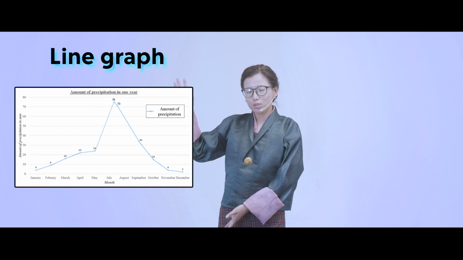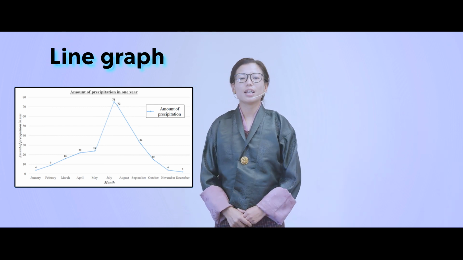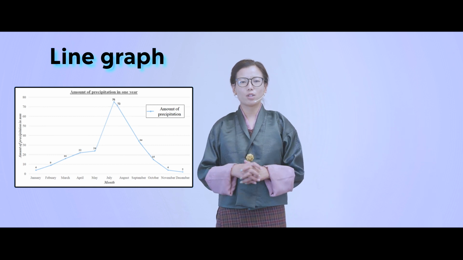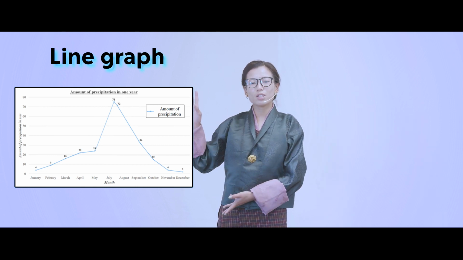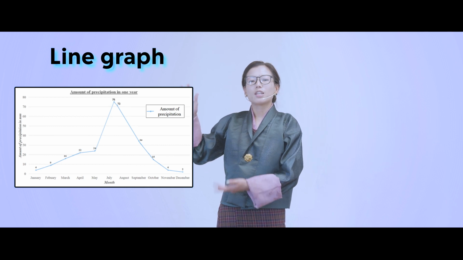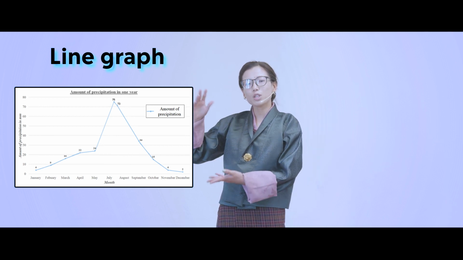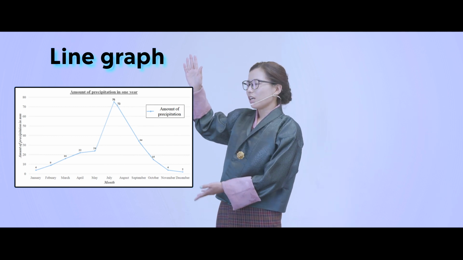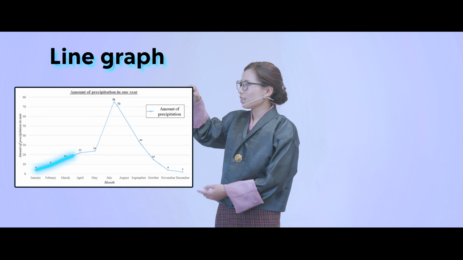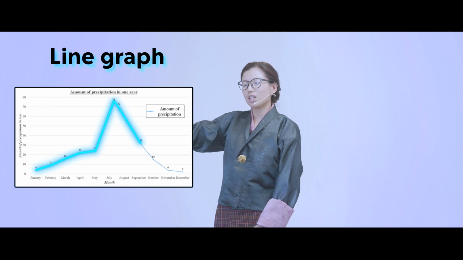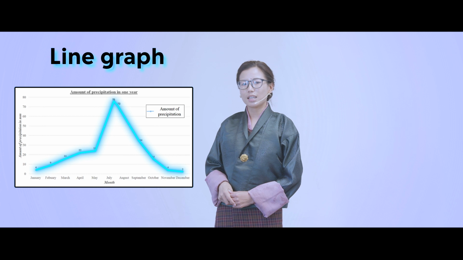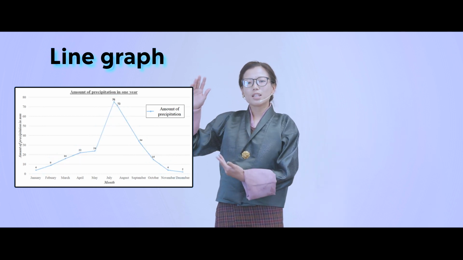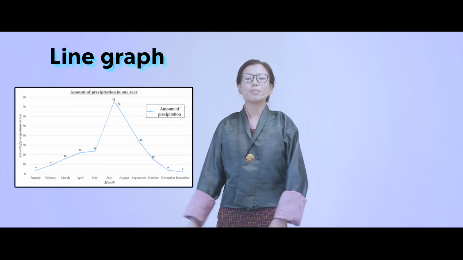This graph shows the precipitation amount in a year. Precipitation means the amount of rainfall. So this graph will tell you in which month there was more rainfall or in which month there was less rainfall. In this graph, you can see all these points are connected to each other by line segments. First, let us see how this graph has been drawn from a table.